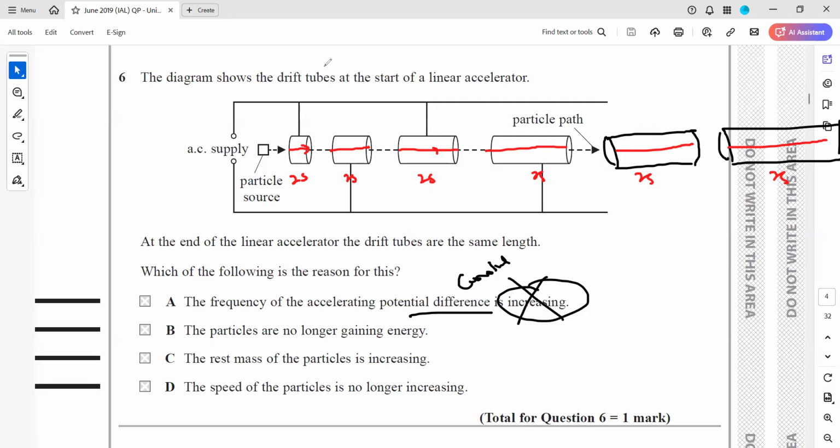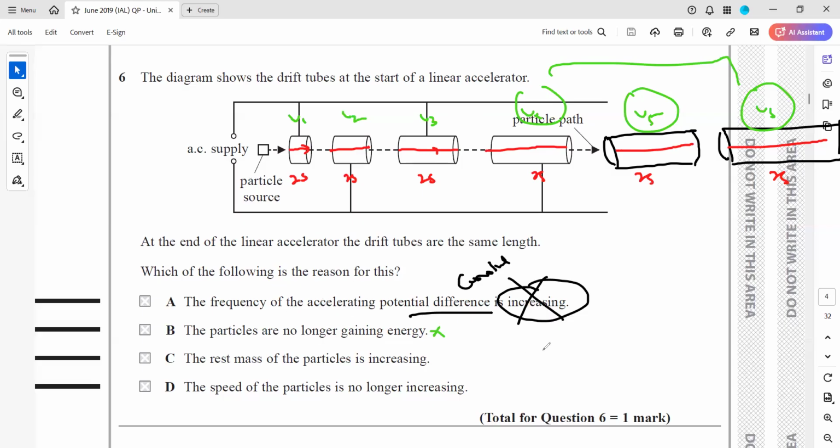What is the difference here? The speeds are different. If we compare the speeds, V1, V2, V3, V4, but the tubes are the same length. So it means V4, V5, and V6 are the same speeds. Because if the speed of the particle is the same, then what will happen? It will take the same time to move in each tube.